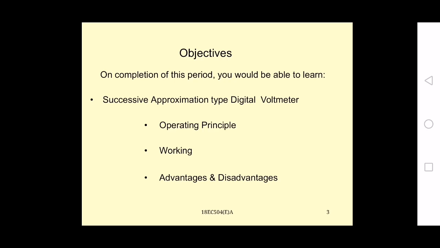another small weight is added to the present weight. If the total weight is higher than the object, again the added weight is removed and a smaller weight is added. Like that, through successive procedures of adding and removing different weights, finally we have the exact measurement of our input weight. This is the same principle used in successive approximation type digital voltmeters.